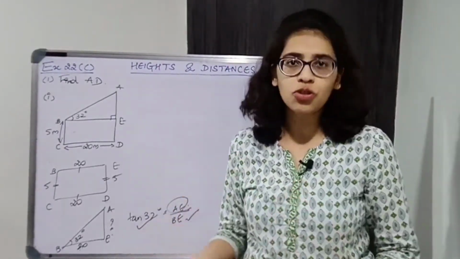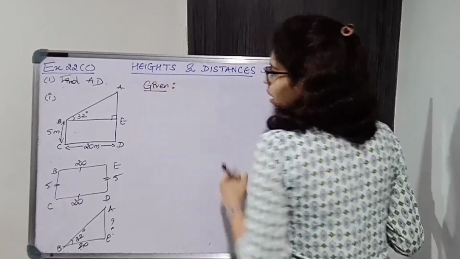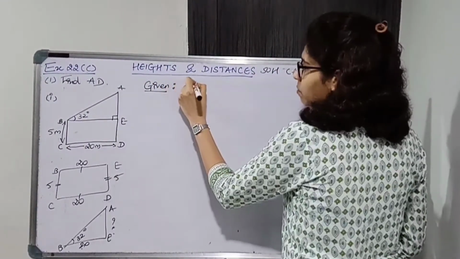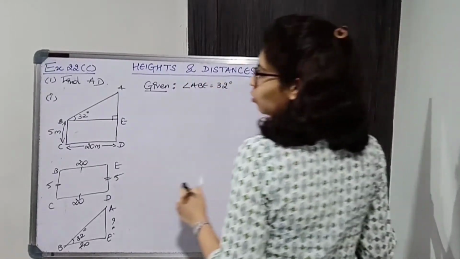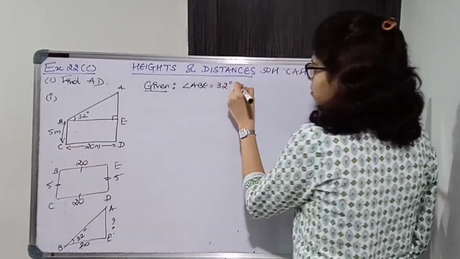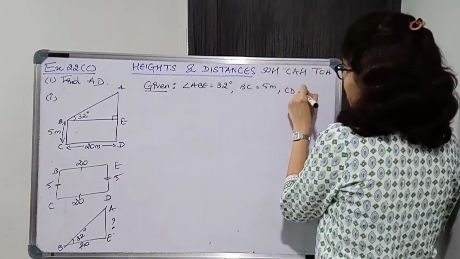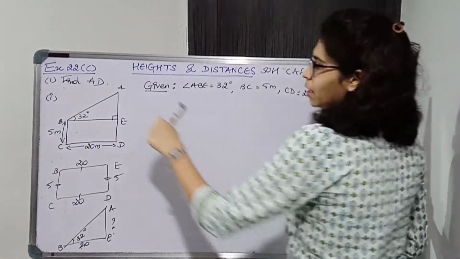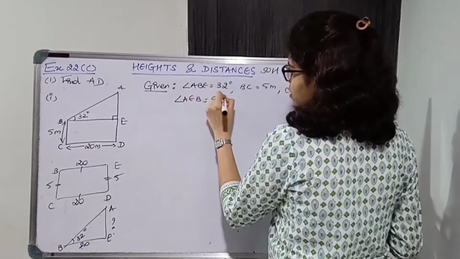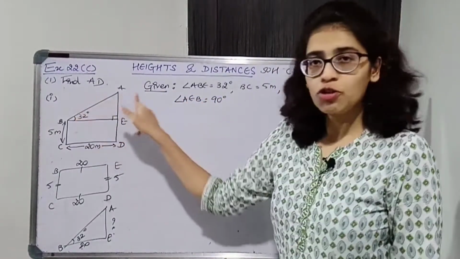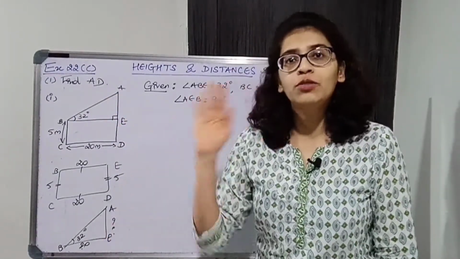Okay, so now let us start solving. First write down all the given information. Now in the given, we know angle ABE. Then we know that BC is 5 meters. CD is 20 meters. And angle AEB is 90 degrees. So this is important information because you can apply trigonometric ratio only to a right angle triangle.